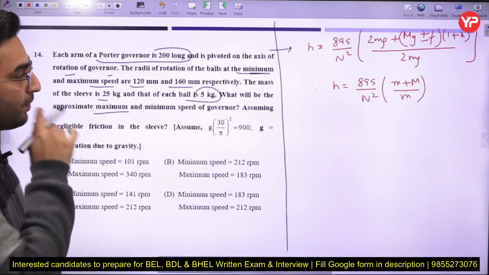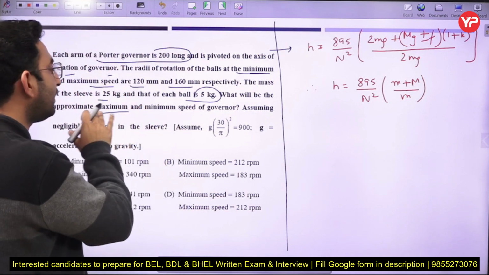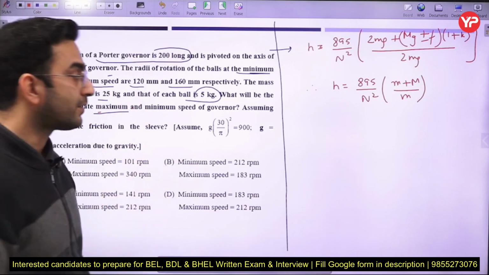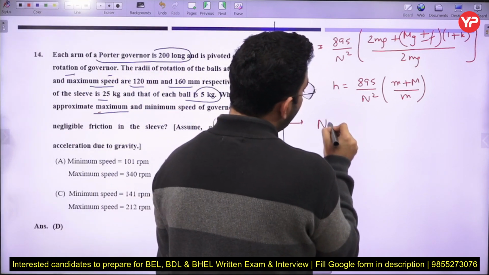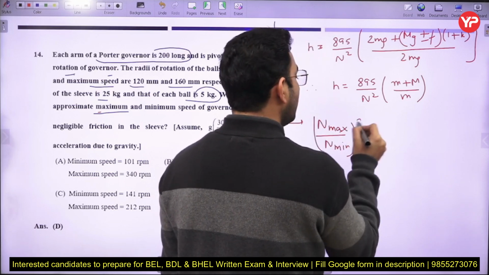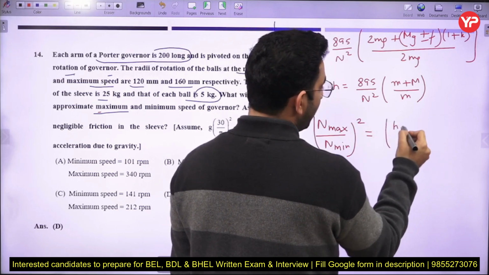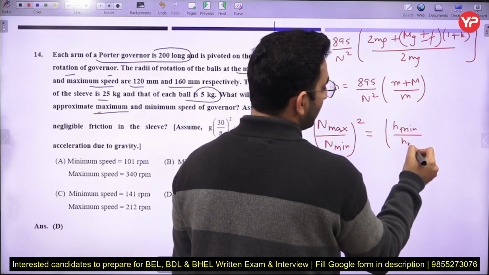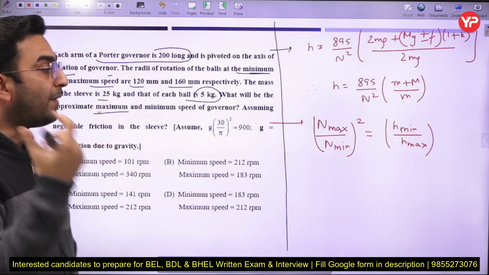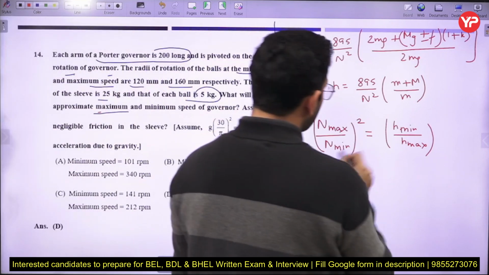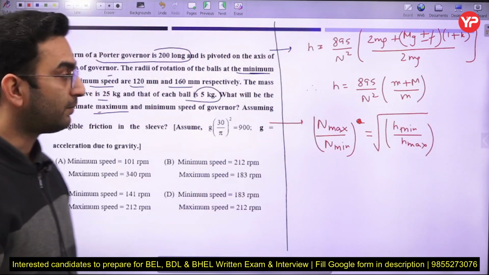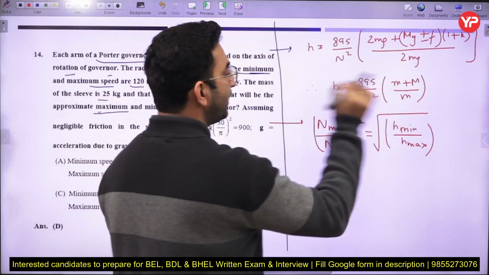Okay, so now just see, in this question we have to calculate the value of the maximum and minimum speed. So why don't we calculate the ratios here? Because that will be much easier for us. Here I can say the maximum speed divided by the minimum speed is going to be equal to h minimum divided by h maximum. h minimum means the height of the governor corresponding to the minimum speed of the governor. So N max divided by N min is going to be under root of h min by h max. Okay, so now just calculate the values of h min here.